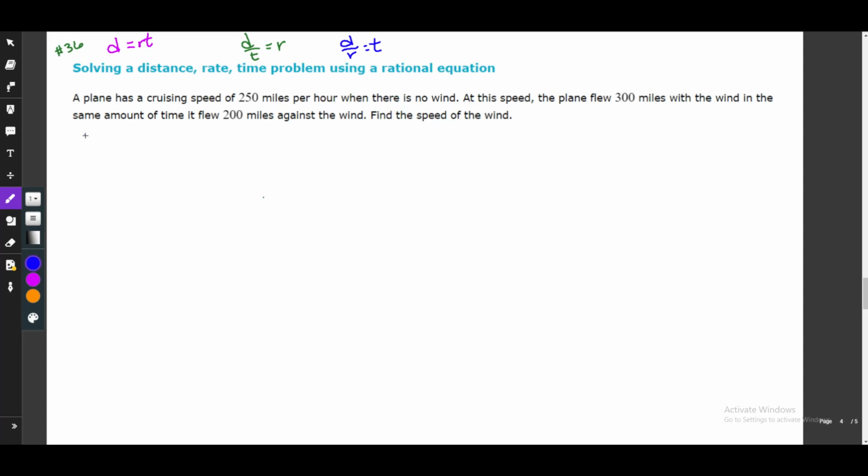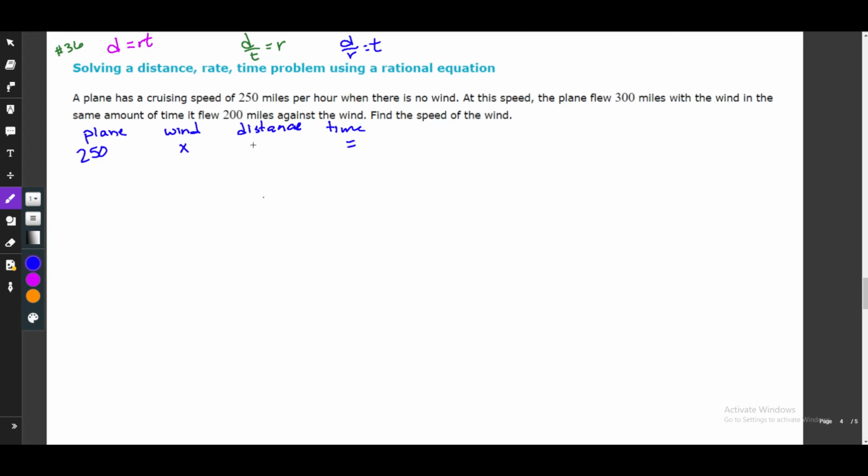All right, so we have plane, we have wind, we have distance, we have time, and when we're looking at the plane has a cruising speed of 250 miles per hour, that's just the speed of the plane, 250 miles per hour. That's the rate. The wind, we don't know what that is, so we're going to call that x. Distance. So at this speed, the plane flew 300 miles with the wind in the same amount of time. So my time is going to be equal.